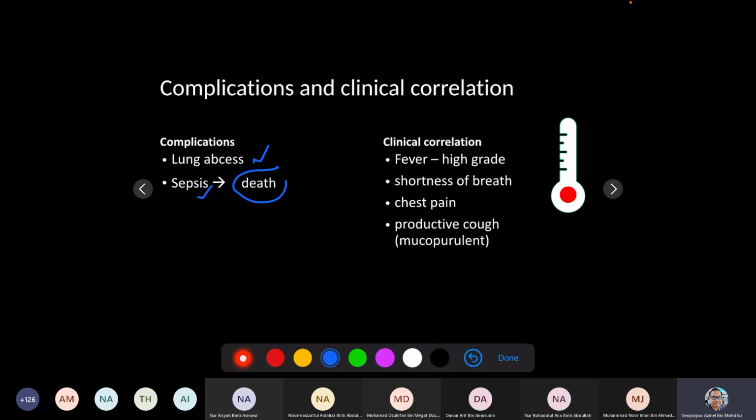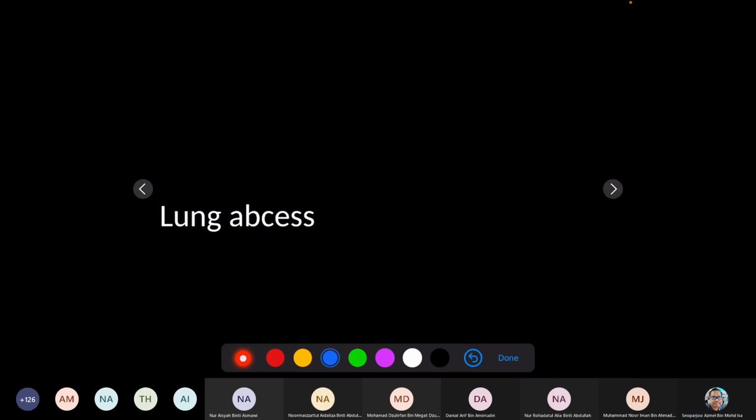And for the clinical correlation, just like any other infection, there will be high grade fever. Because of the lung involvement, the patient presents with shortness of breath and sometimes chest pain if the pleura is involved, and also productive cough, producing mucoid and purulent sputum. Next is the lung abscess.